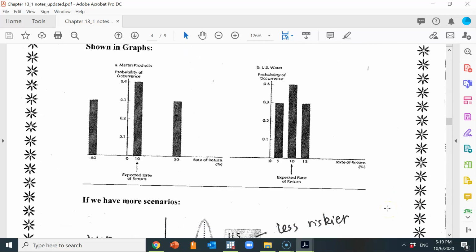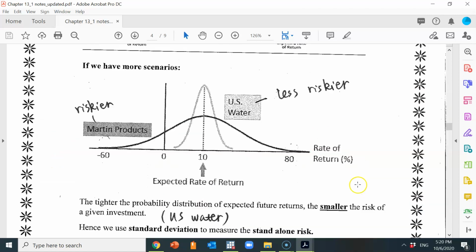If we show it in the graph, we can see that the expected return is 10%, but the possible returns in a strong or bad economy for Martin Products could be higher or lower than US Water. If we have more scenarios, we could draw a normal distribution for each firm. And for Martin Products, the returns are more widespread. It's riskier actually because the returns could be very different from the expected return of 10%, while US Water is less risky because the returns are much more concentrated around 10%. The extreme values are much closer to 10%.